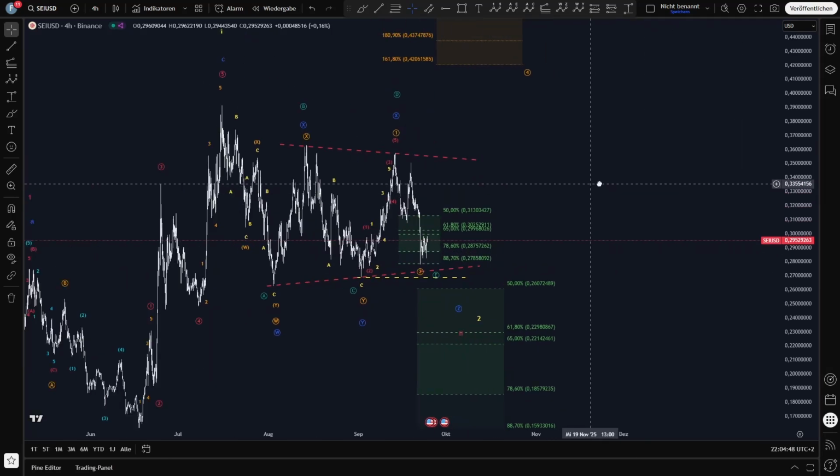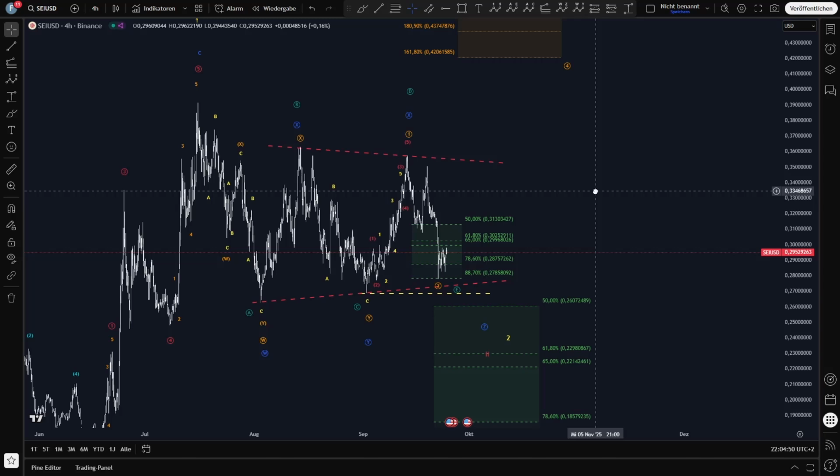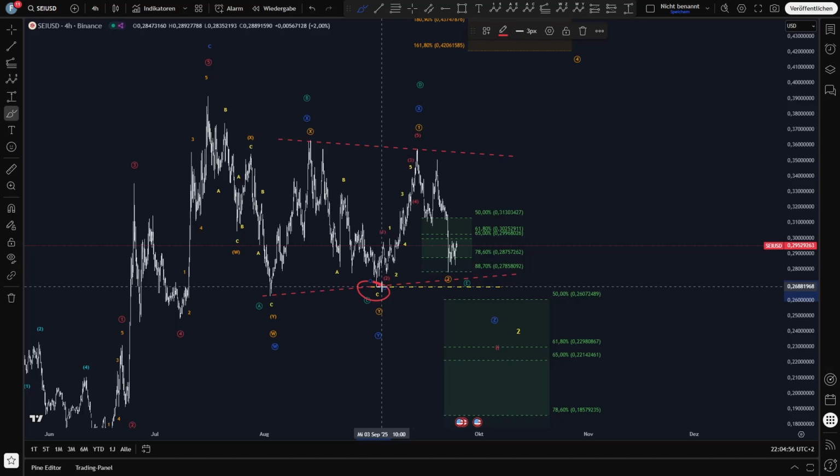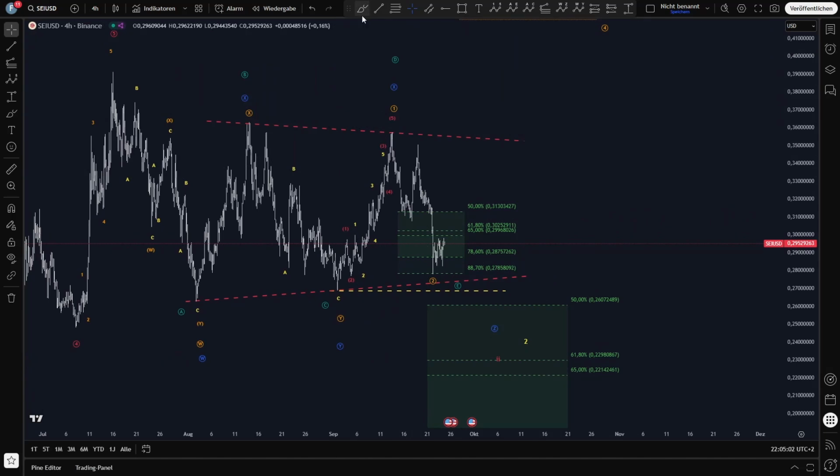So let me start where we ended the past video. In the past video, we had the possibility to end this correction right here and start a potential 5-wave move to the upside. So we had a 5-wave move microstructure here. So wave 1, 2, 3, 4 and the potential wave 5. So we had the support area.